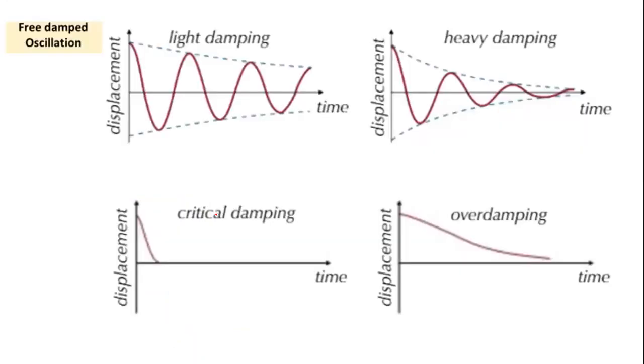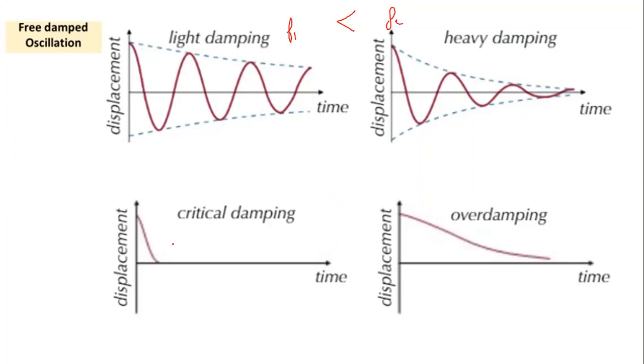Now, what are the different cases in the free damped oscillation? The cases differ according to the friction. If the friction is small, we have light damping. We notice that the amplitude decreases, but only a little, with time. And if we have heavy damping, then the friction will be higher. So if this is F1 here, and here we have F2, then here the friction is greater. Then we have the critical damping and the over damping. In these two cases, the friction is very large.